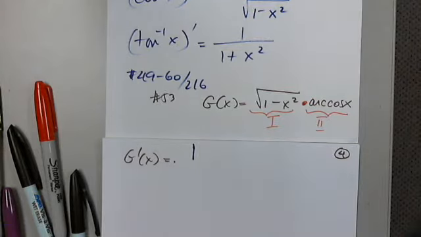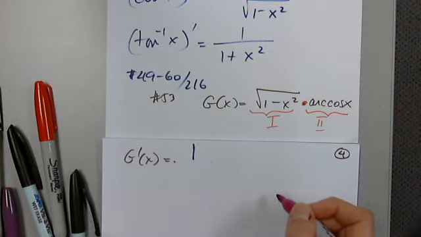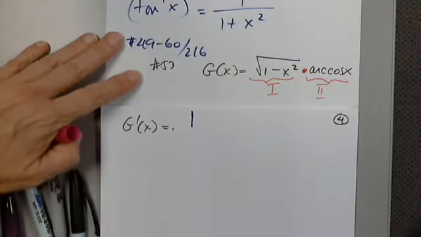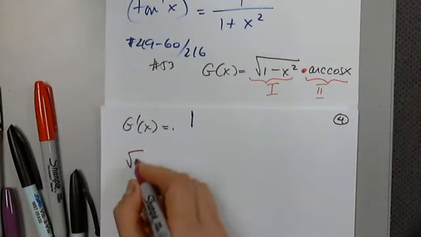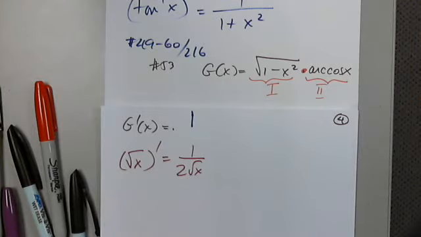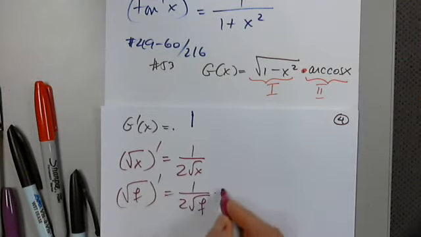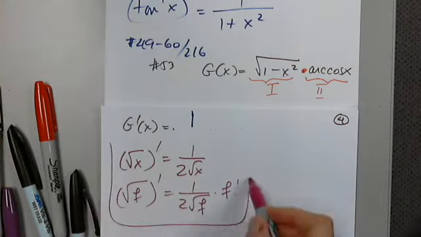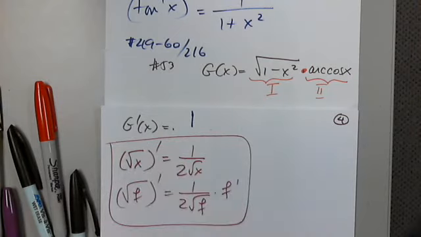So I can write it again here if you want. Would you like me to write it again? So here's where it's coming from. Let's refresh our memory. We do know that the square root of x prime is 1 over 2 the square root of x, correct? That's how we know that the square root of a function prime is 1 over 2 the square root of the function times the function prime. So these two go together. If you remember the first one, you should be able to remember the second one. It's just that it has times f prime. That's the only difference. Is that okay? Better? Okay.